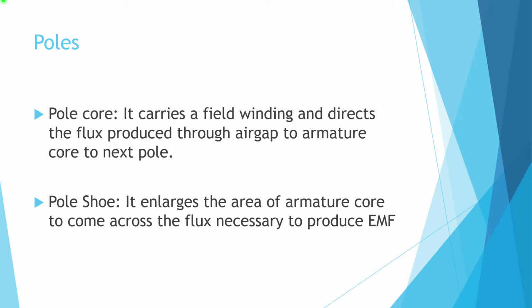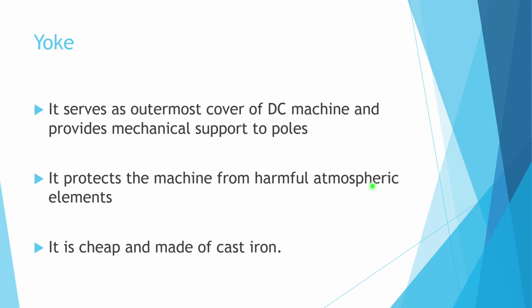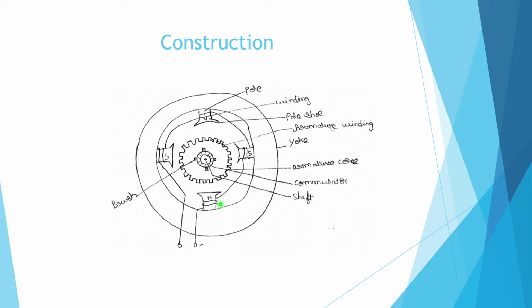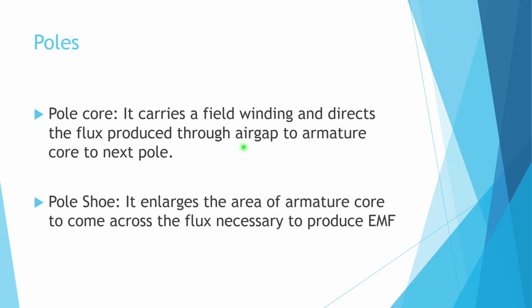Next part is poles. Generally there are four poles here, north and south poles. These poles are again divided into two parts, pole core and pole shoe. Coming to the pole core, it carries a field winding and directs the flux produced through the air gap to the armature core to the next pole. So basically it carries a field winding which is necessary to produce the flux.